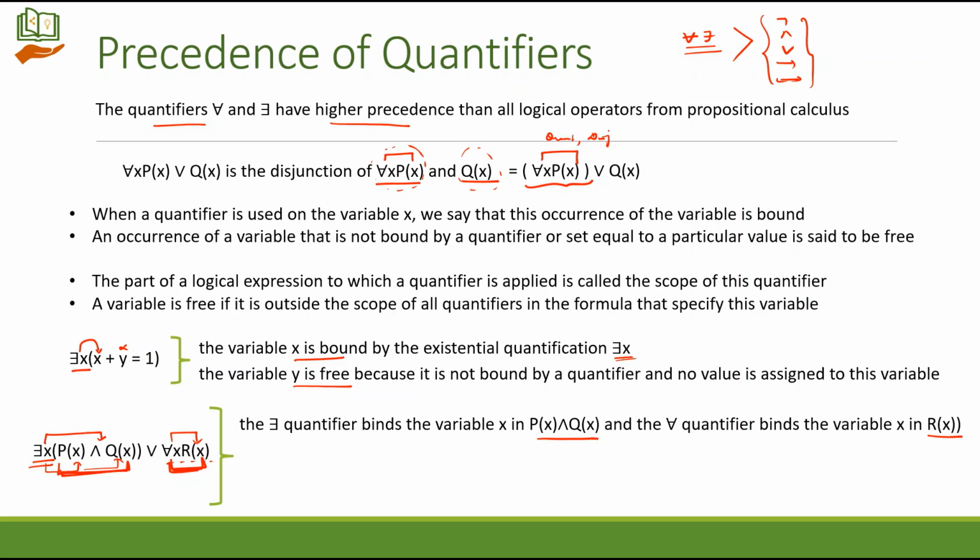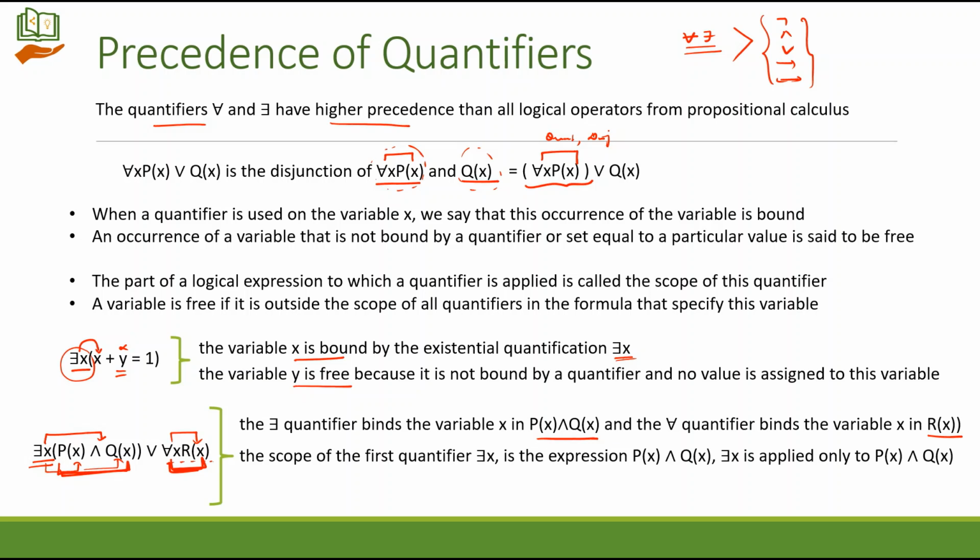A variable is free if it is outside the scope of all quantifiers in the formula that specify this variable. The scope of the first quantifier is the expression p of x conjunction q of x, because "for some x" is applied only to this particular expression. So that is the scope of the existential quantifier. The scope of the second quantifier, the universal quantifier, is the expression r of x, as we just saw.